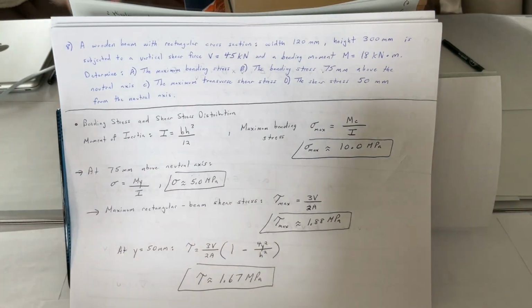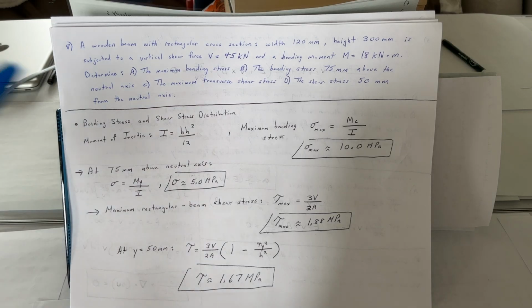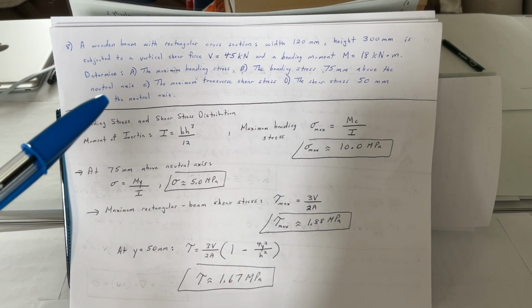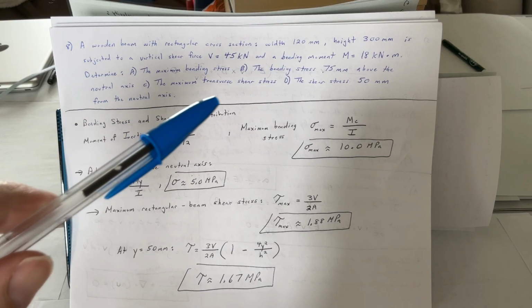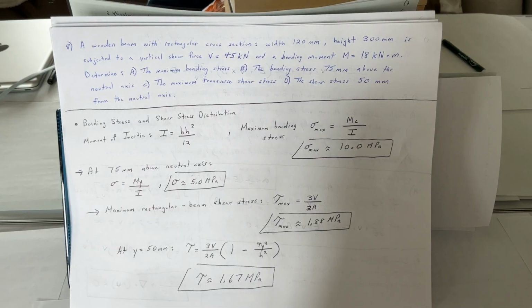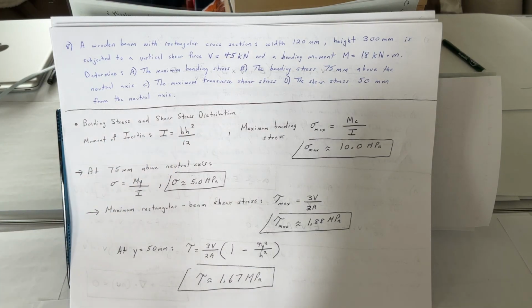Let's see. Number 8. A wooden beam with rectangular cross-section, width 120 millimeters, height 300 millimeters, is subjected to a vertical shear force V equals 45 kN and a bending moment M equals 18 kNm. Determine these 4 things: the maximum bending stress, the bending stress 75 mm above the neutral axis, the maximum transverse shear stress, and the shear stress 50 millimeters from the neutral axis. Okay, so this is a bending stress and shear stress distribution problem.